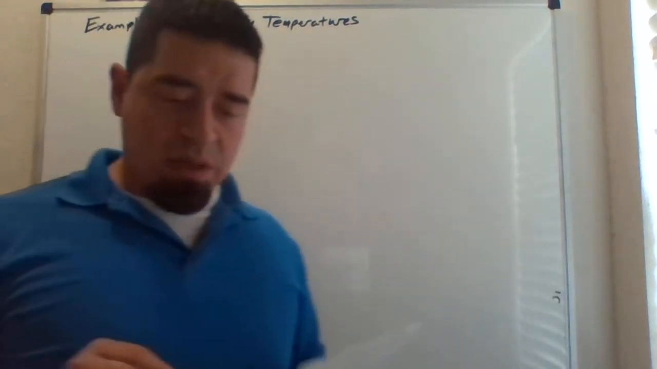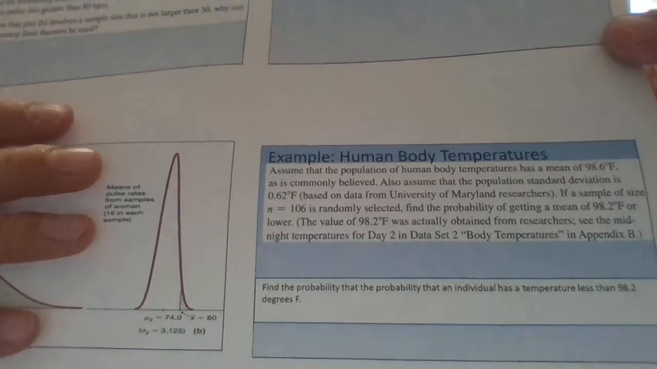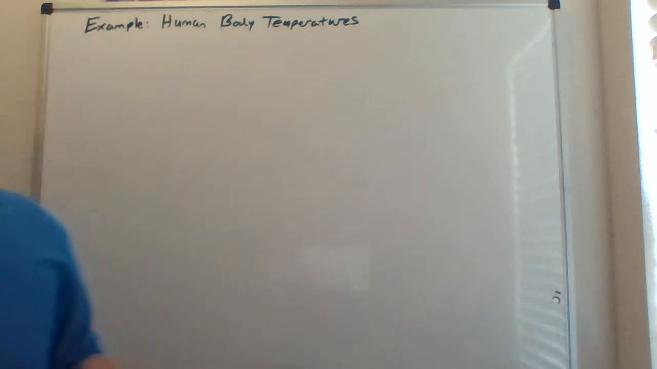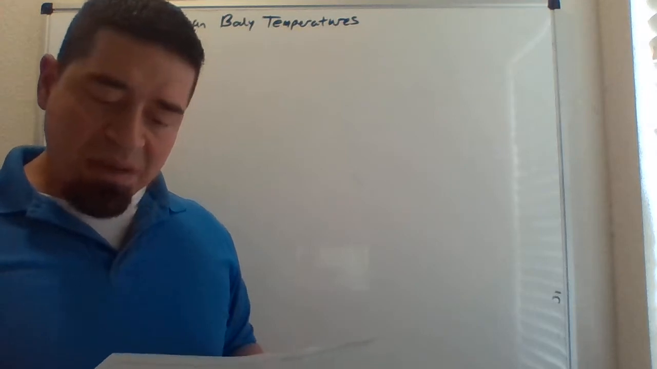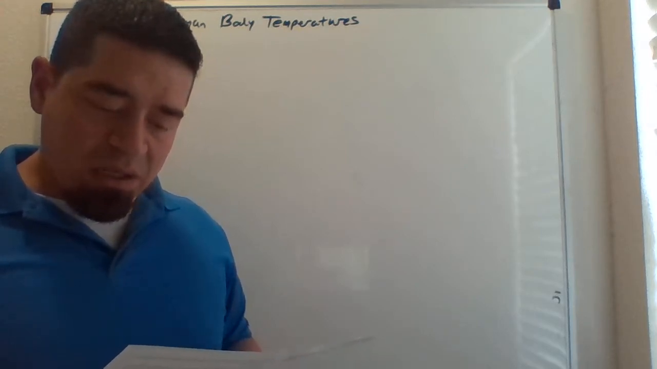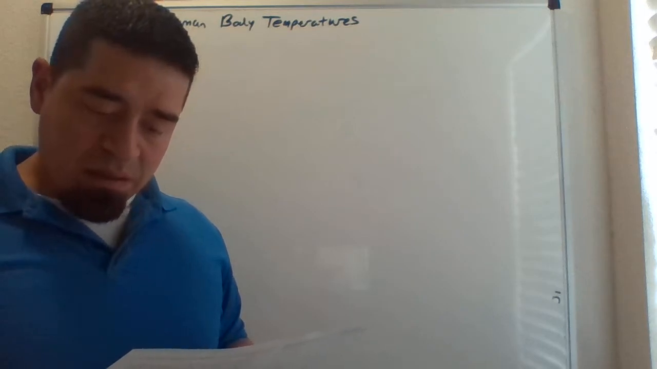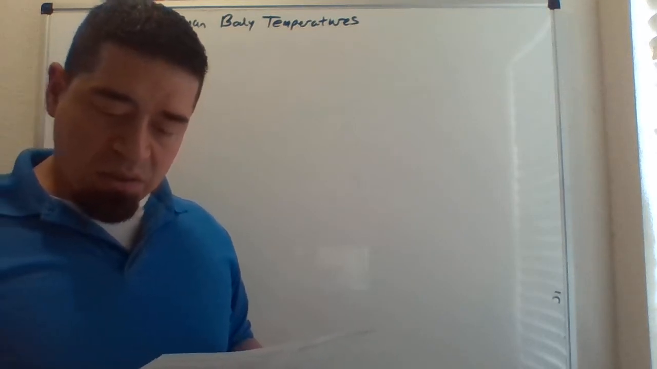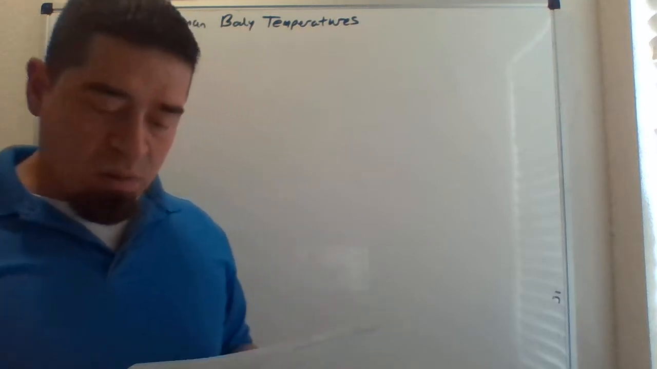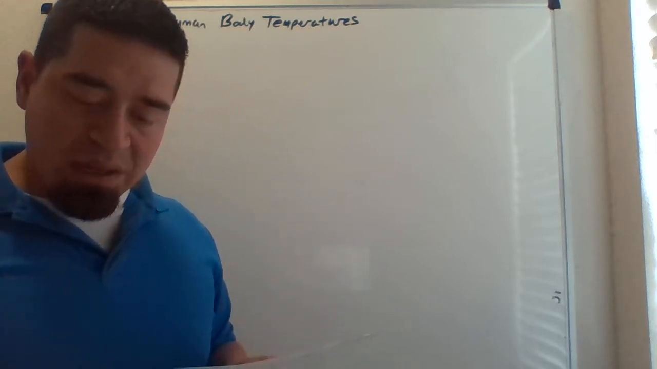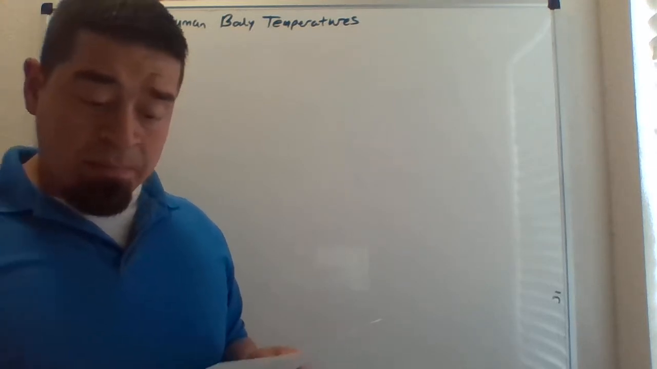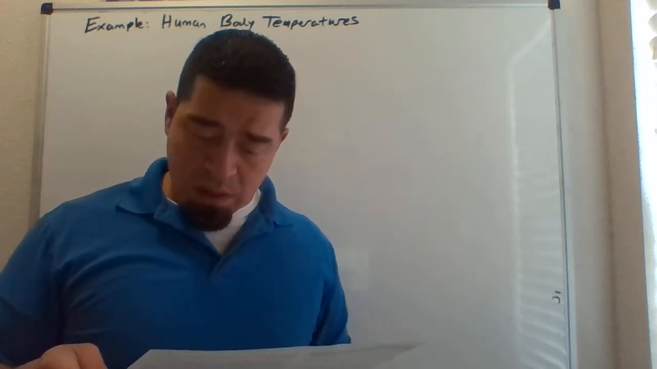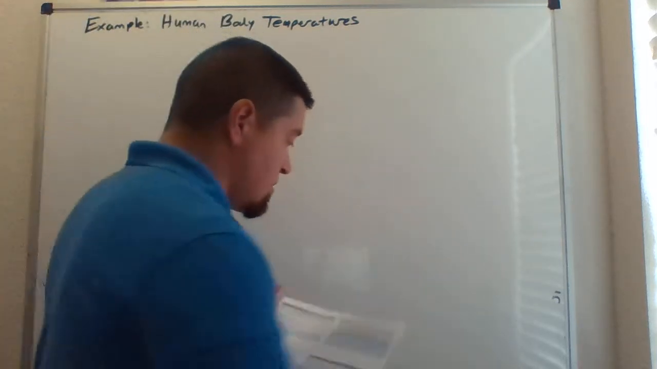Okay, so now I'm looking at this example for human body temperature. So we're going to read that. Assume that the population of human body temperatures has a mean of 98.6 degrees Fahrenheit, as is commonly believed. Also assume that the population standard deviation is 0.62 degrees Fahrenheit, based on the data from University of Maryland researchers. If a sample size n equals 106 is randomly selected, find the probability of getting a mean of 98.2 degrees Fahrenheit or lower.